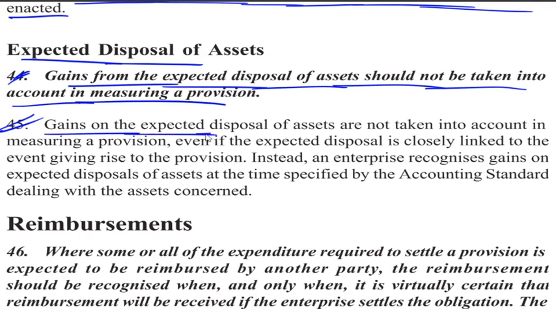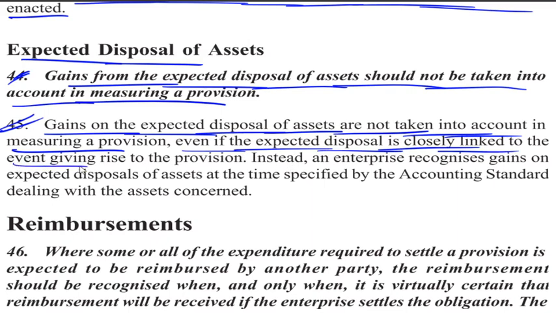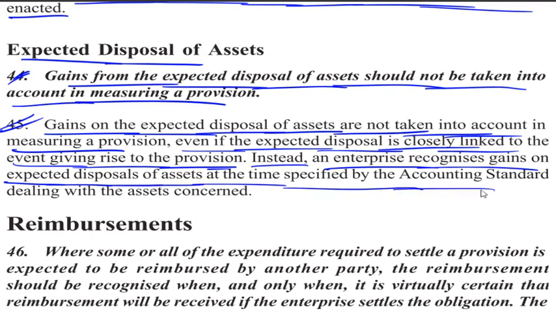Gains on expected disposal of asset should not be taken into account in measuring a provision, even if the expected disposal is closely linked to the event giving rise to provision. Instead, an enterprise recognizes gain on expected disposal of asset at the time specified by the accounting standard dealing with assets concerned.